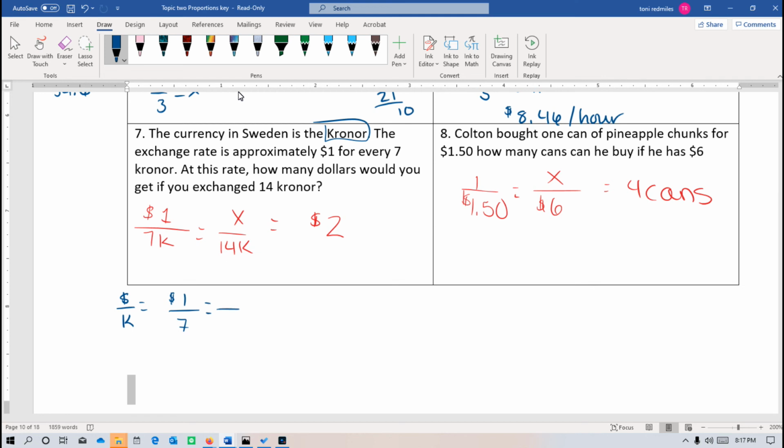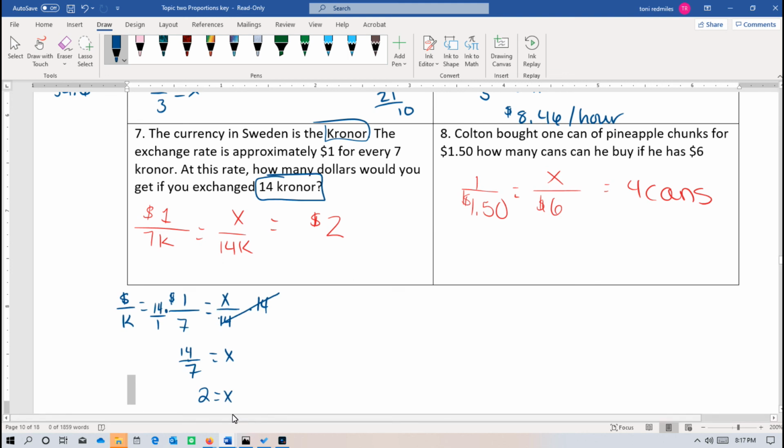All right, now I want to know how many dollars you would get if I had this much of the Swedish currency. So because my Swedish currency is on the bottom, I'm going to put the 14 on the bottom, and now I'm going to search for what x is. The opposite operation of 14 dividing the x is the multiplication. Gotta be fair because there's that equality symbol, and do it to the other side. And now I have 14 times 1, which is 14, and 1 times 7, which is 7, equals x. 7 can go into 14 2 times.